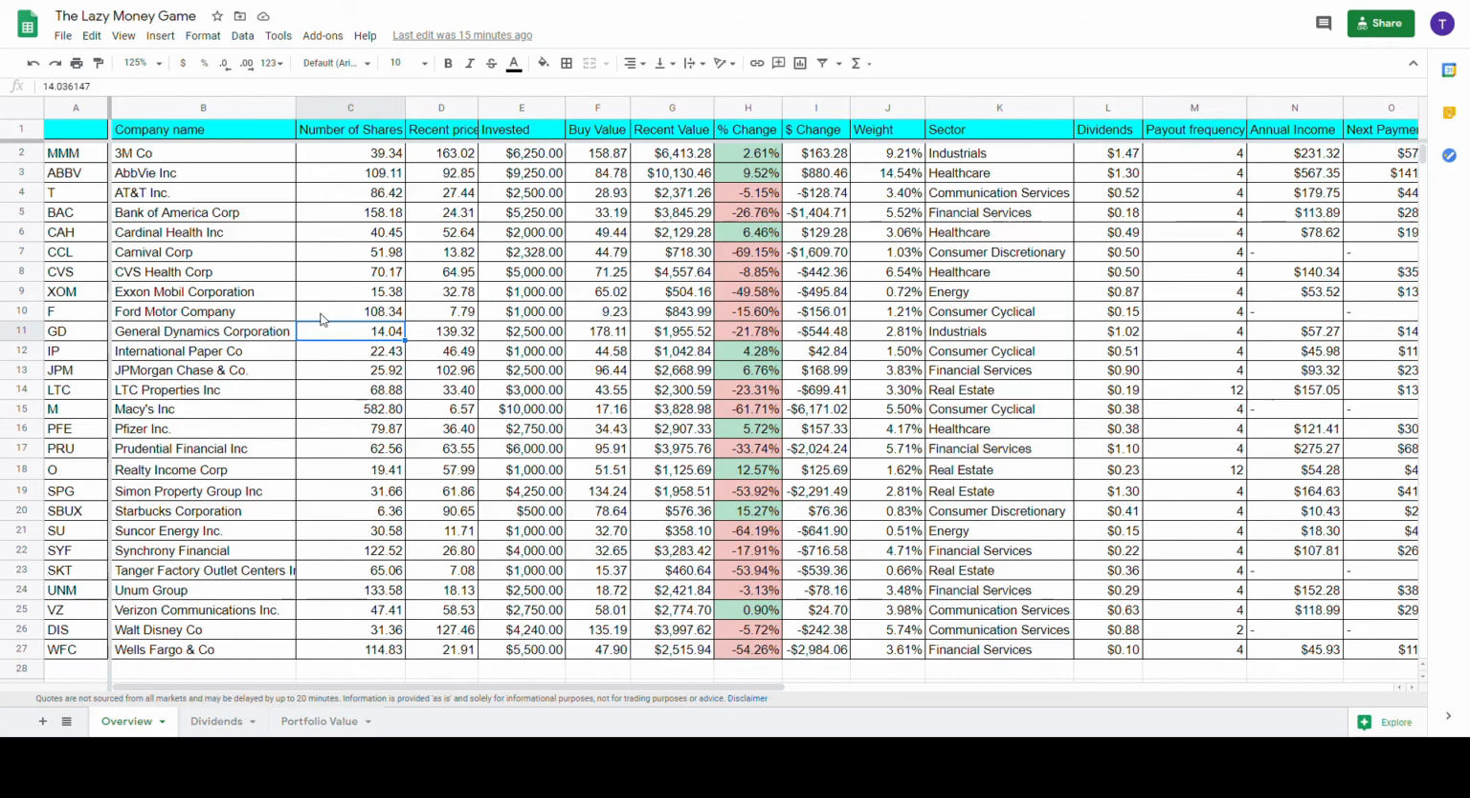So if we look closer at the movements within the portfolio, we can see a stock like AbbVie has increased more than 9% in value within this week. This is not too surprising, since they had a good quarterly result and we saw that they increased the dividend by more than 10%.